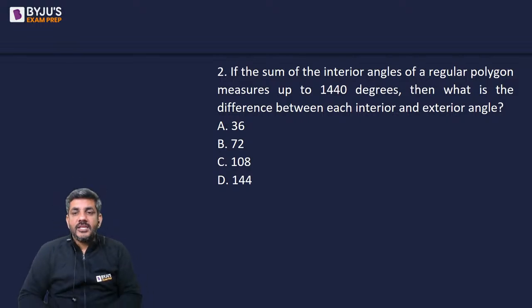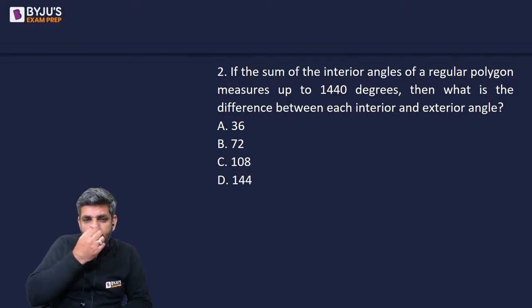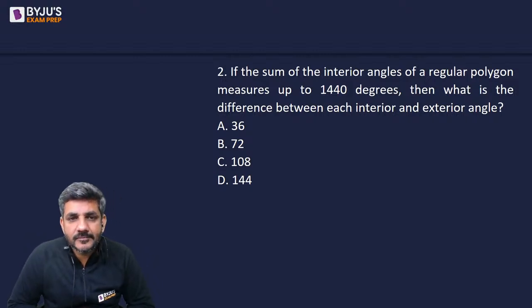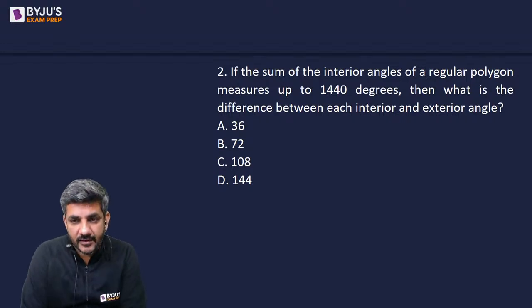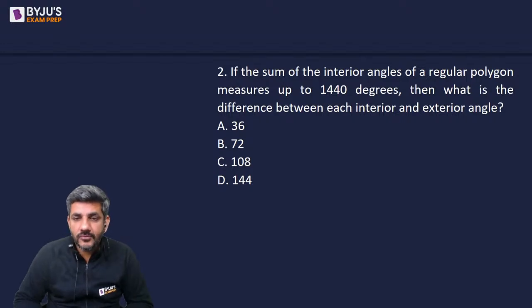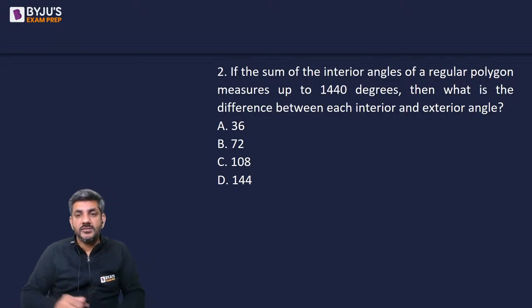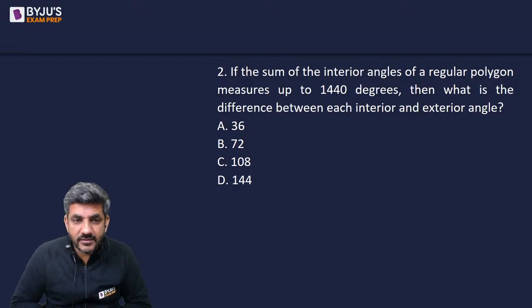Question number 2 on your screen. The sum of the interior angles of a regular polygon measures up to 1440 degrees. What is the difference between each interior and exterior angle? Difference between each interior and exterior angle, that's what the question is asking you. 36, 72, 108 and 144 are the 4 options. This looks like an easy question. I'm sure you would be able to do it fast enough.